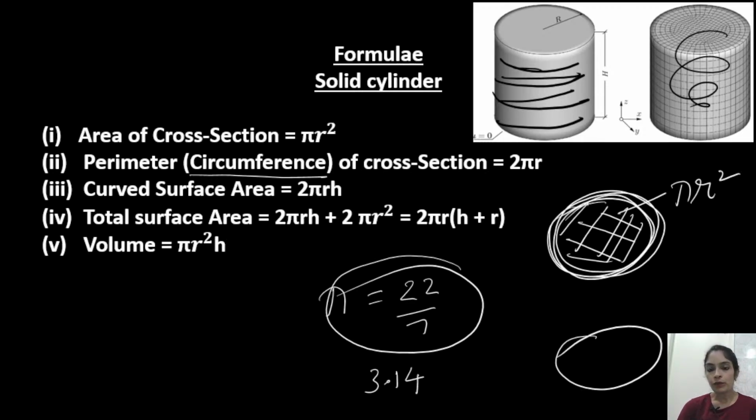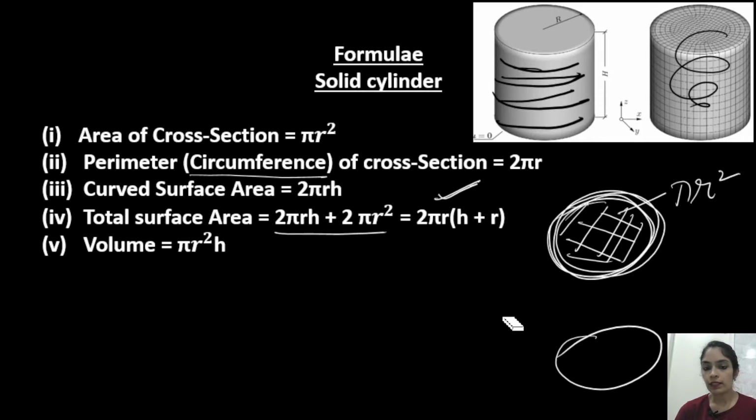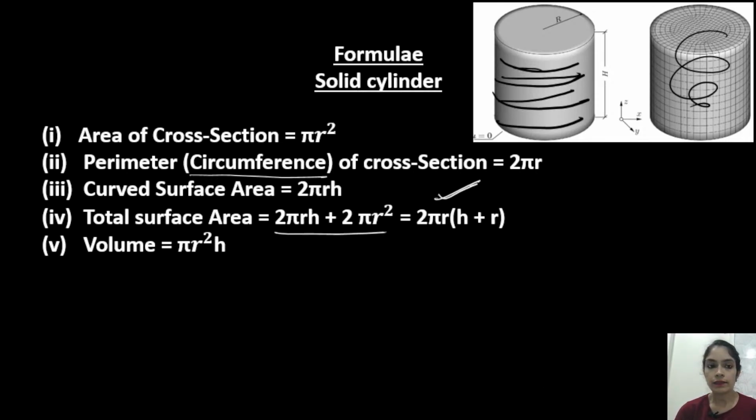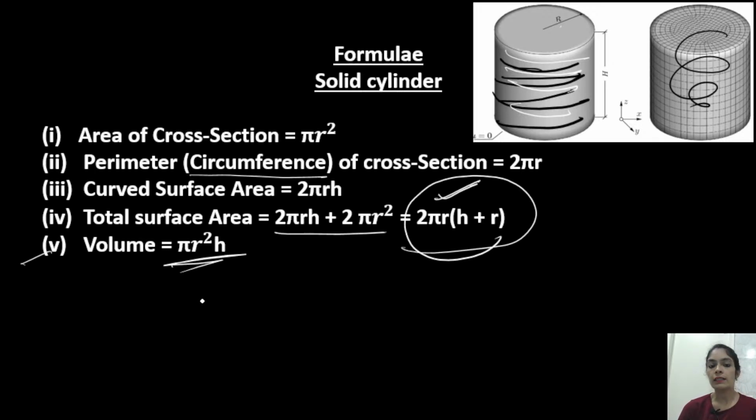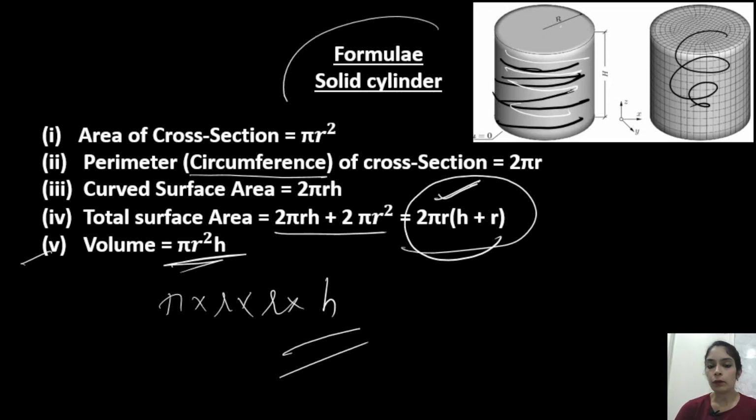Then we have total surface area. The total surface area's formula is 2 pi r h plus 2 pi r square. Ultimately, when we take 2 pi r common, the formula we get is 2 pi r into (h plus r). Now what all does total surface area include? Total surface area includes the outer surface as well as the inner surface. So this is the formula of total surface area of a cylinder. Then volume. The volume of the cylinder is pi r square h, that means pi into r square into h. Then this was about the solid cylinder.